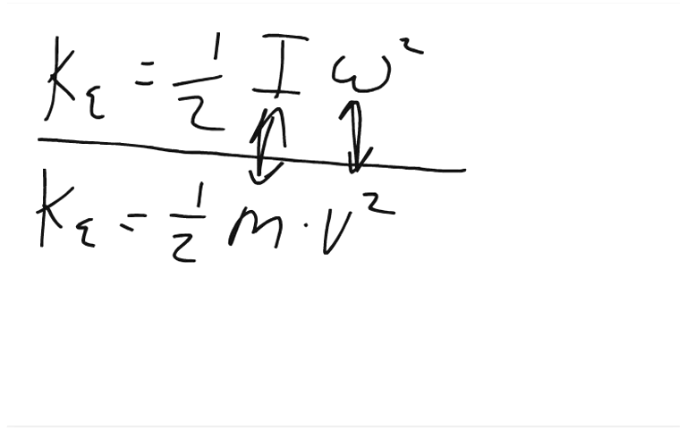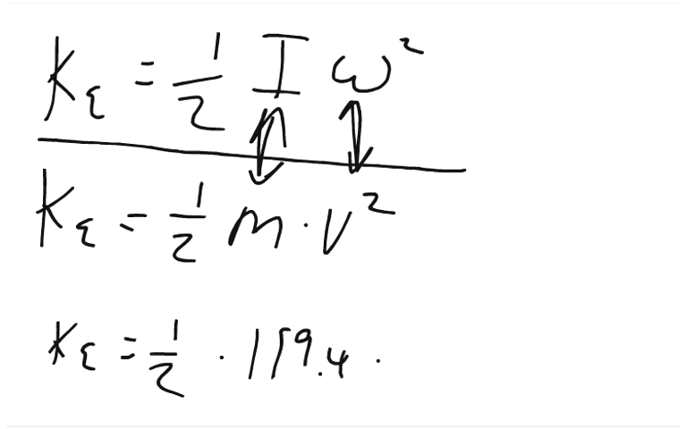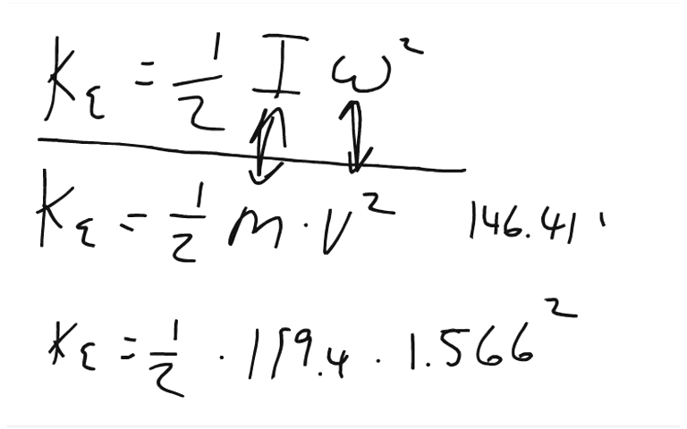Okay, so with that, we can plug in our values. Kinetic energy equals 1/2 times 119.4 times 1.566 squared, and then you'll have your kinetic energy. So the kinetic energy will equal 146.41 joules.